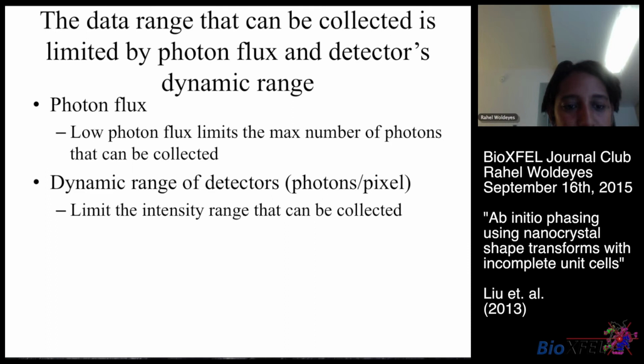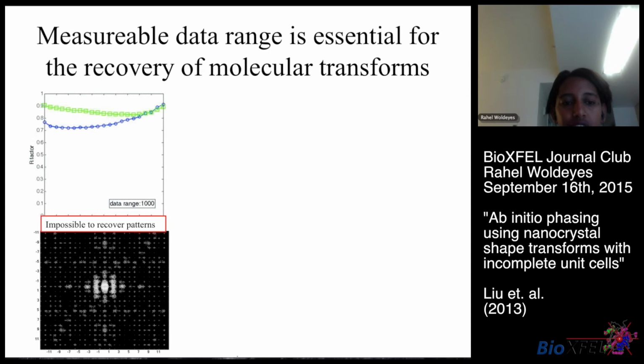So they wanted to look at this, and what they saw was that what they defined as the measurable data range is essential for the recovery of the molecular transform. When the data range is pretty low, at about 1,000, it is pretty much impossible to recover the pattern. You can see the R factors are super high and the image looks nothing like what the theoretical image looked like.